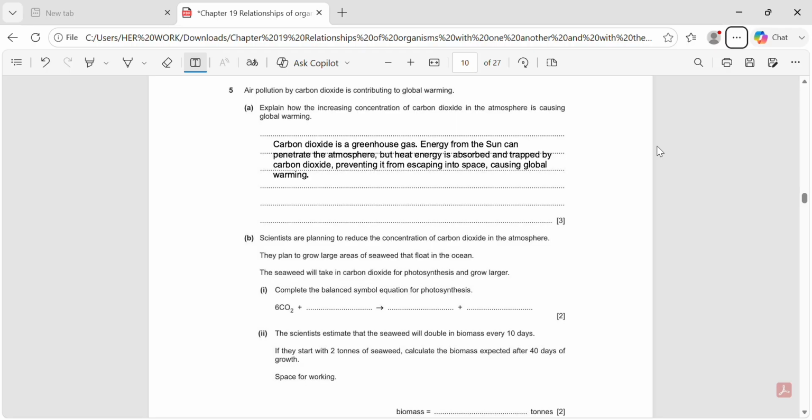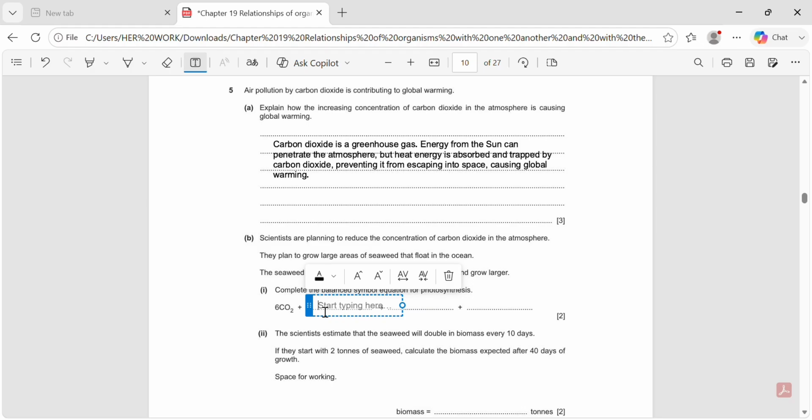Energy from the sun can penetrate the atmosphere, but heat energy is absorbed and trapped by carbon dioxide, preventing it from escaping into space, causing global warming. Next, Part B explains that scientists plan to grow large areas of seaweed in the ocean to absorb carbon dioxide through photosynthesis. It asks, complete the balanced symbol equation for photosynthesis.